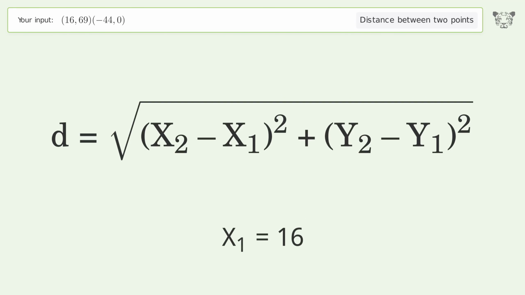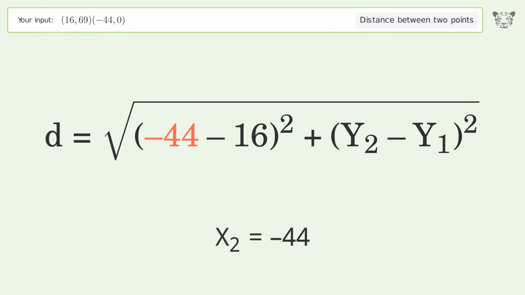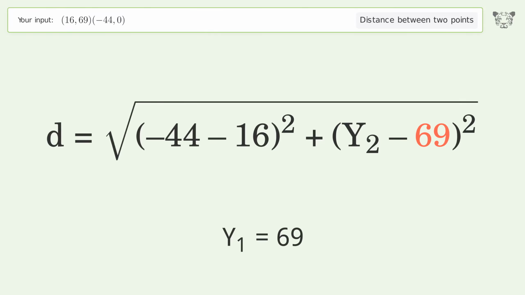x1 equals 16. x2 equals negative 44. y1 equals 69. y2 equals 0.